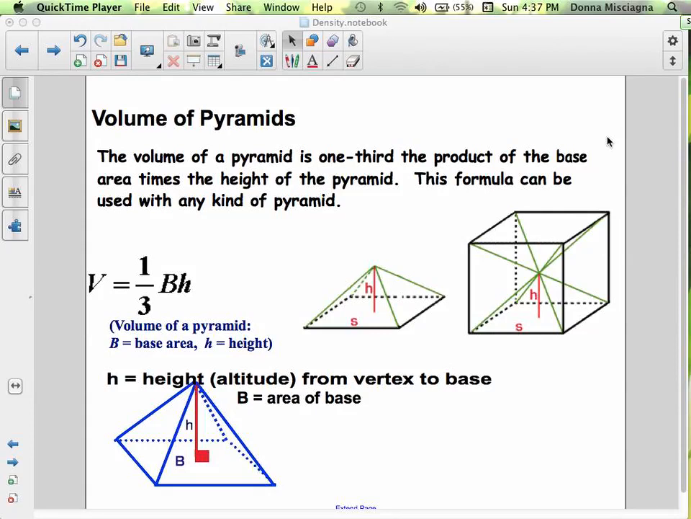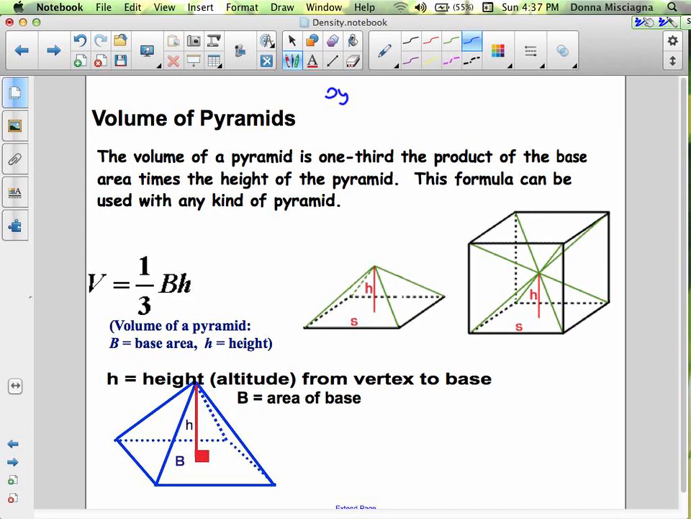Let's review pyramids. So prisms have two bases and cylinders have two bases, but pyramids have only one base. They also have a vertex, right? So right here, let's point out the base. Right here is the base of the pyramid, and opposite the base is a vertex.